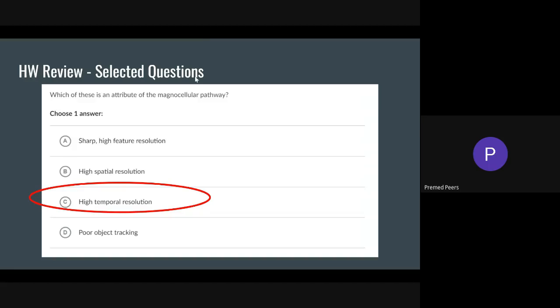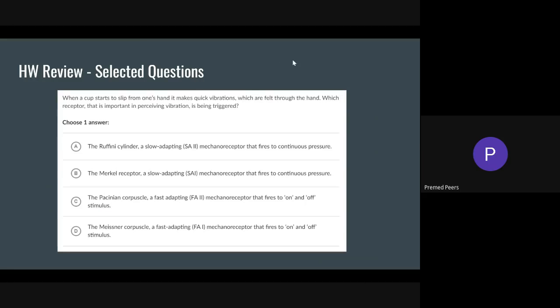All right, and then one more question from the homework that I wanted to mention. Again, I think just personally, this is a low yield concept. I had not even come across this until I did the Khan Academy myself. So when a cup starts to slip from one's hand, it makes quick vibrations which are felt through the hand. Which receptor that is important in perceiving vibration is being triggered? So obviously, you're going to assume it's a mechanoreceptor, and all the answer choices point to that.